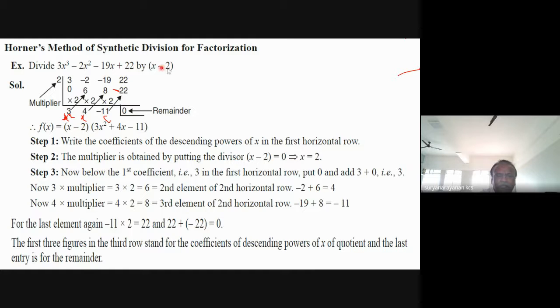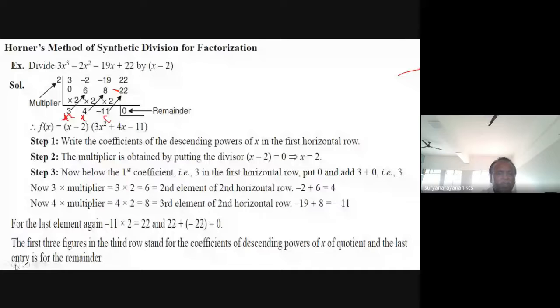Here we wrote x minus 2 as it is. Whatever polynomial you got in this step, we wrote in the second brackets: 3x square plus 4x minus 11. That's all. This is called Horner's synthetic division. So 3x square plus 4x minus 11 is the quotient, x minus 2 is the divisor, and 0 is the remainder. Understood this Horner's method of synthetic division?